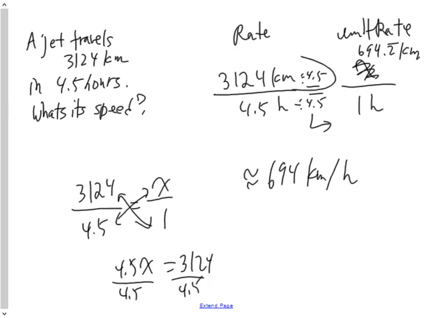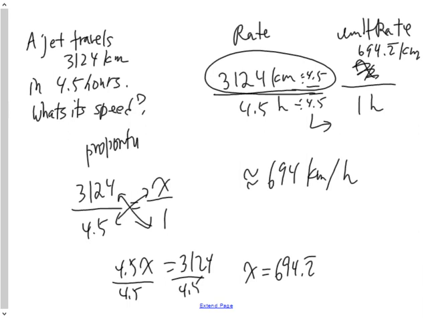And if you think about what I did here, I did the exact same thing. I divided 3124 by 4.5, and I'm getting x equals 694.2 repeating, and therefore it's the same answer. So this is called proportional reasoning, I like to call it the cross multiplication method. And this is called the unit rate method by simply dividing both terms by a common number.